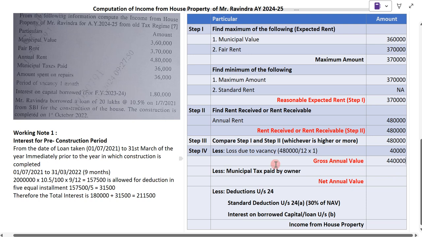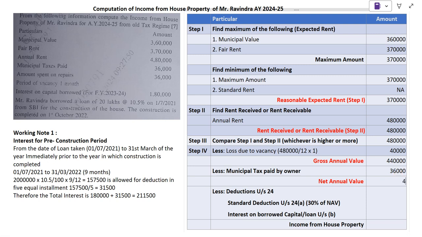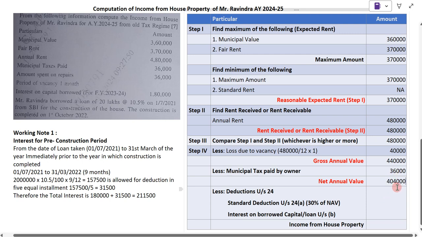From this gross annual value, less the municipal tax paid by the owner. Now how much is the municipal tax paid by Mr. Ravindra? It is 36,000. Okay, so less the municipal tax 36,000. So 4,40,000 minus 36,000, the remaining will be called the net annual value, that is 4,04,000. Okay, so 4,04,000 is our net annual value.